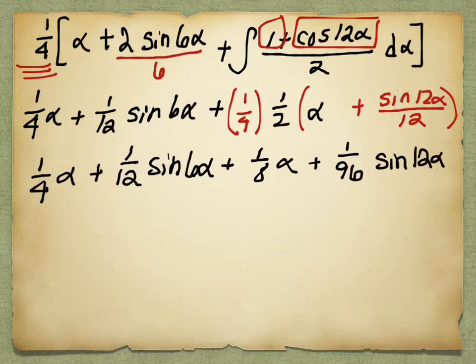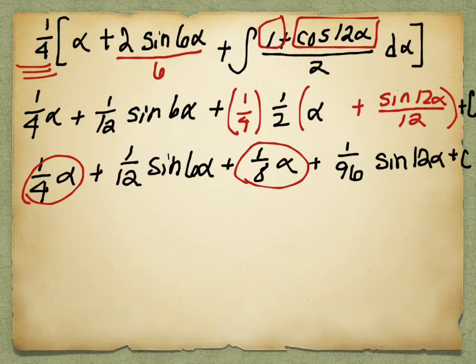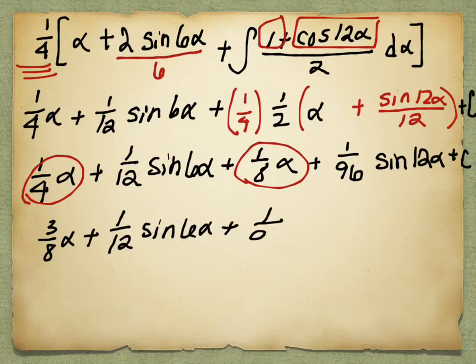And I'm not quite finished. I missed it on this step, so I'll go back and put my plus c up there. And then, of course, I have a plus c down here. What's that? Yes, and that's one more step. Thank you. I can combine the alphas right here. They're the only ones I can combine, though, at least without using some trig identities. What's 1/4 plus 1/8? That is 3/8. So this is 3/8 alpha plus 1/12 sine 6 alpha plus 1/96 sine 12 alpha plus c.